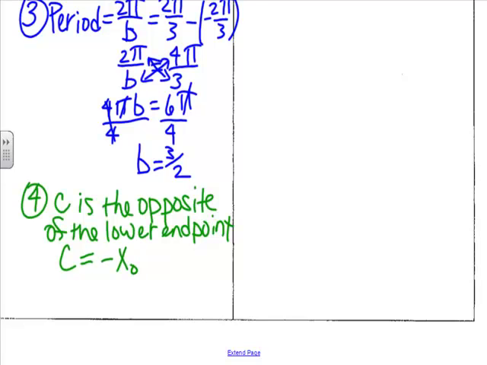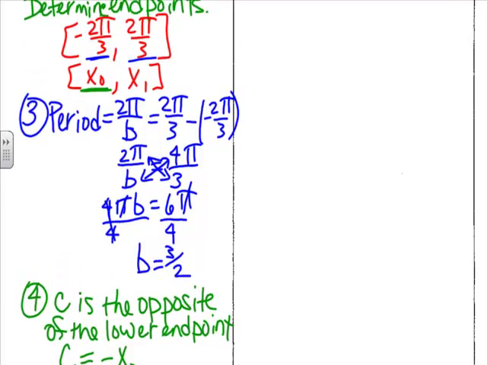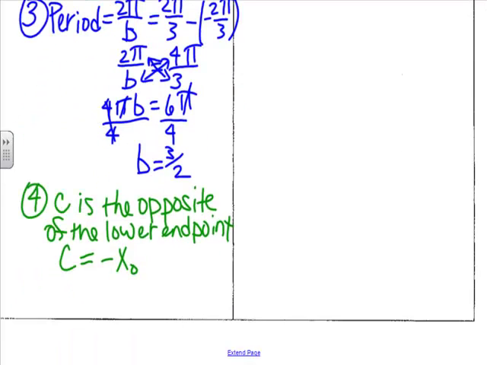So in this particular case then, x sub 0 is negative 2 pi over 3, so the opposite of negative 2 pi over 3 is just 2 pi over 3. And hopefully this makes some sense, because if it's a positive number, then it goes to the left. If it's negative, it goes to the right.